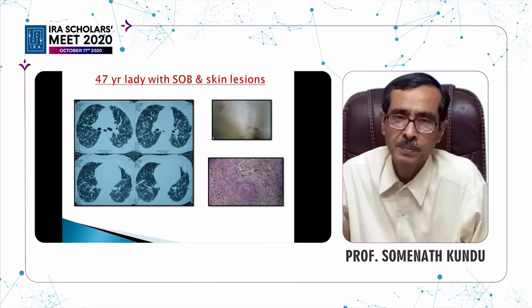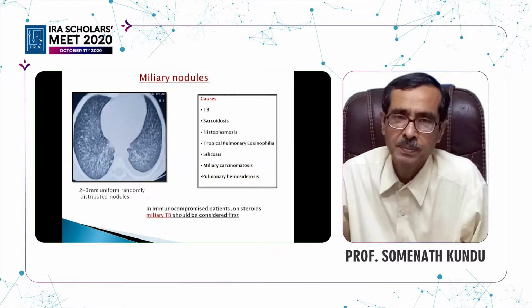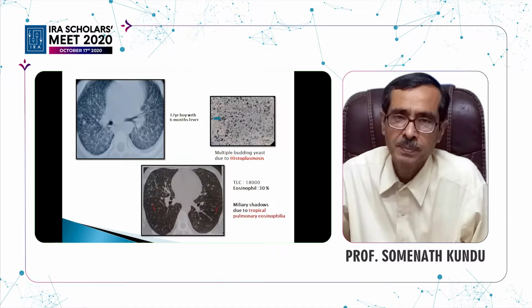Miliary nodules means 2 to 3 millimeters uniform, randomly distributed nodules. In immunocompromised patients, especially among rheumatology patients who are on steroids, first consider miliary tuberculosis. But again, it may be due to the disease itself, like sarcoidosis, which itself can present with miliary nodules, and often we are in a dilemma whether the miliary nodules are due to drugs or due to immunosuppression and fever. It may be due to other infections like histoplasmosis. It may be due to tropical pulmonary eosinophilia, which can present with miliary nodules. Remember, tropical pulmonary eosinophilia is one condition where the patient presents with asthmatic symptoms, rhonchi and wheezing, which is otherwise uncommon in other interstitial lung disorders.